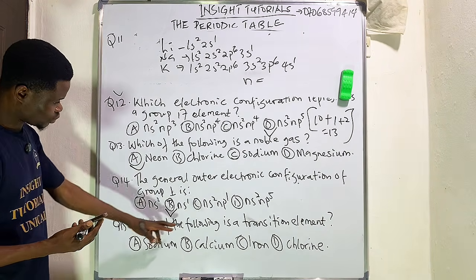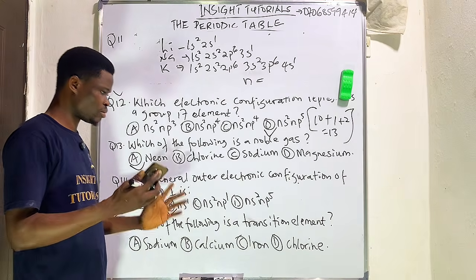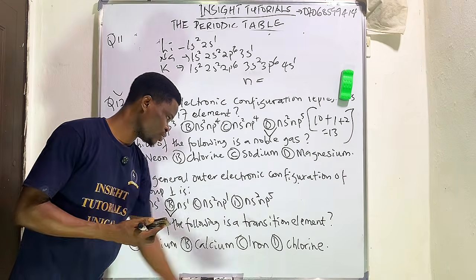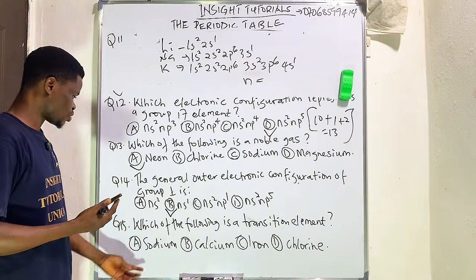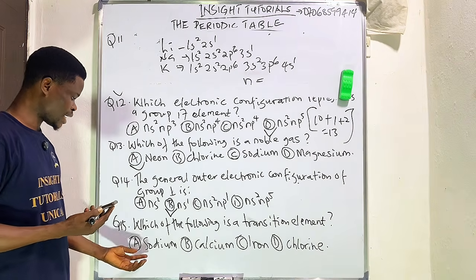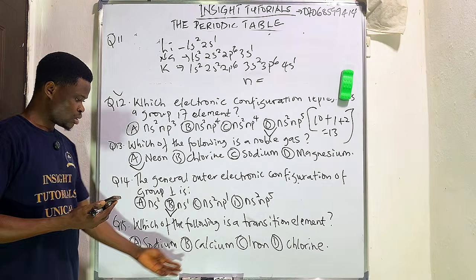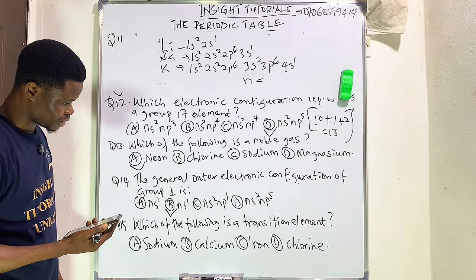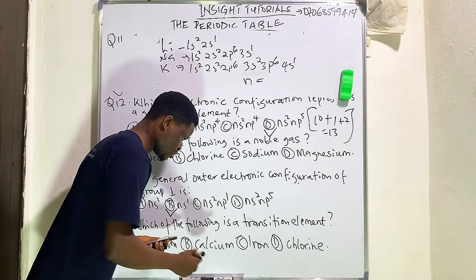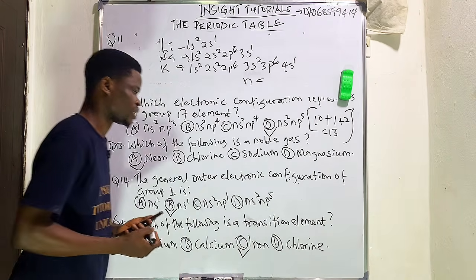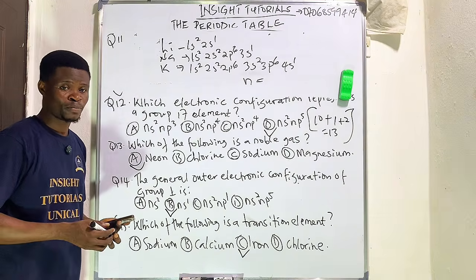Question 15 says, which of the following is a transition metal? Chlorines are halogens, so they are out. Sodium is an alkali metal. Calcium is an alkaline earth metal. That means the only one regarded as a transition metal is iron.